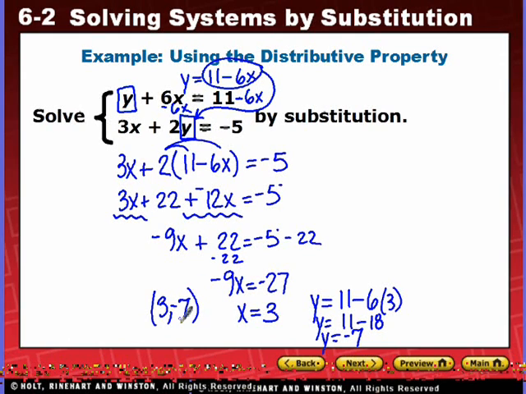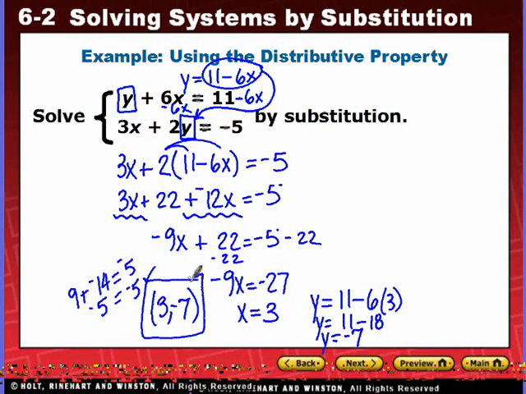And let's double check that in my second equation. That's not the one I used to find my values when I found the y value anyway. So let's just make sure it works. 3 times 3 is 9. Plus 2 times negative 7 is negative 14. And that does equal negative 5. So that seems like a pretty good chance that my answer is correct. Put a nice box around it.